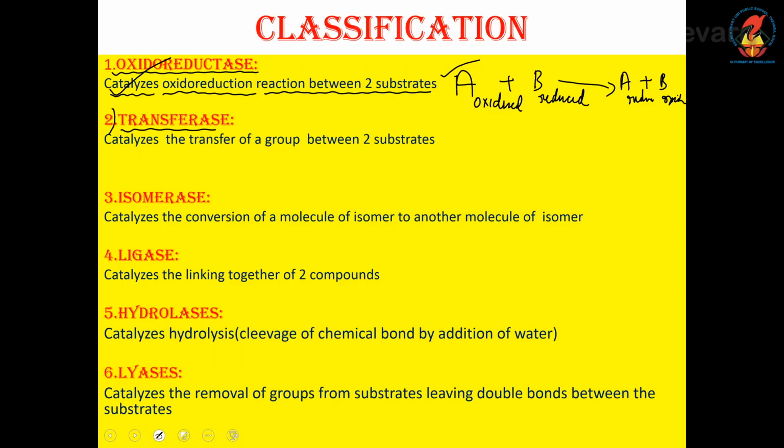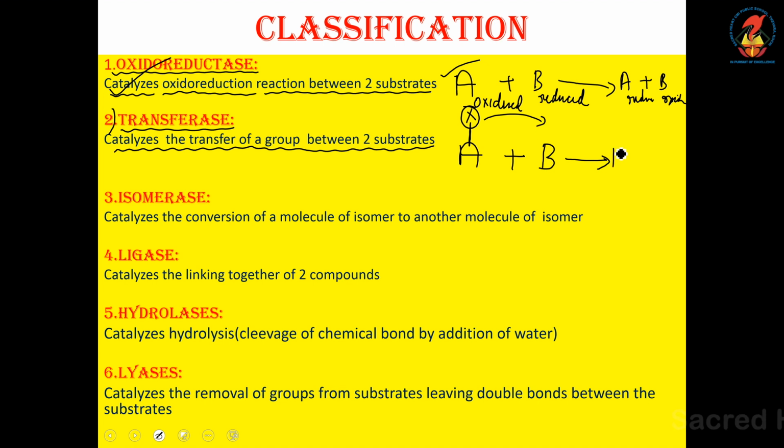Second category, transferases. Transferases catalyze the transfer of a group between two substrates. So, again we are continuing with the mnemonic A and B. These are the two substrates A and B, and there is a group attached to A. Let it be the X group. The role of transferase is that it transfers the X group from A to B. So, we get the product A plus B bonded with the group. Clear? The symbolic representation, or the mnemonic, is clear.